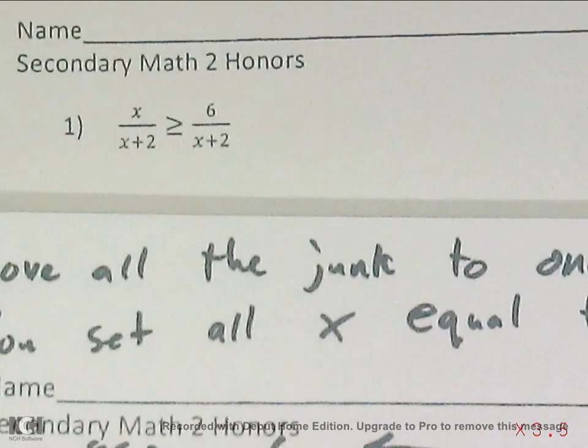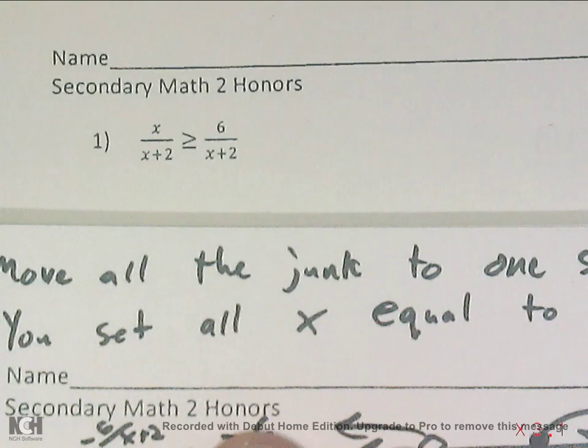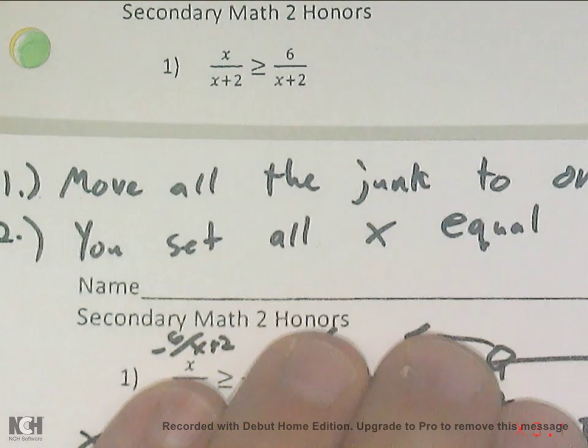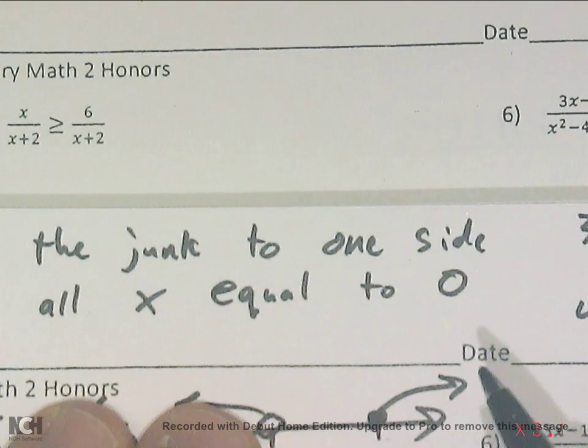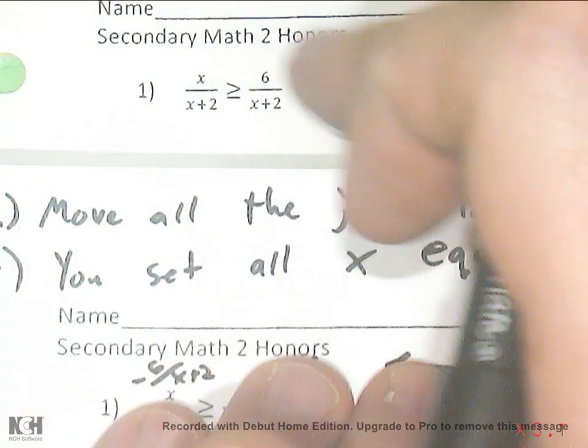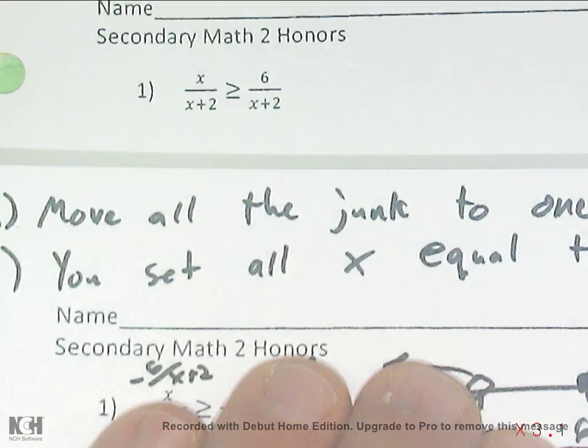I've already done some problems on this worksheet, but basically the rules are, the first thing you're going to do is move everything to one side. So if there's stuff on both sides, we want to move everything to one side.